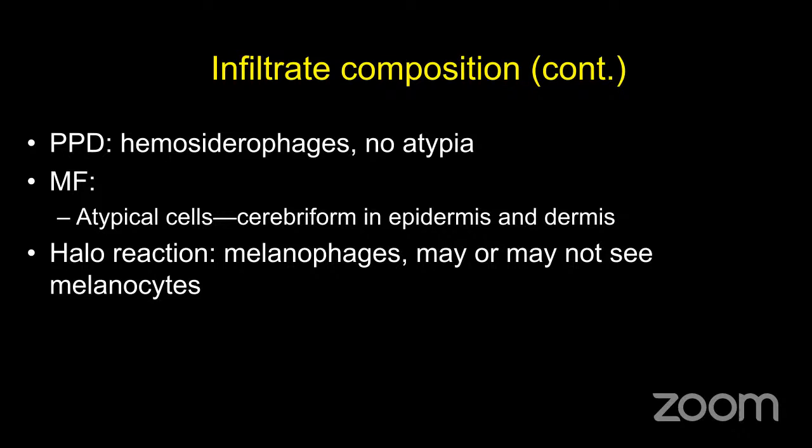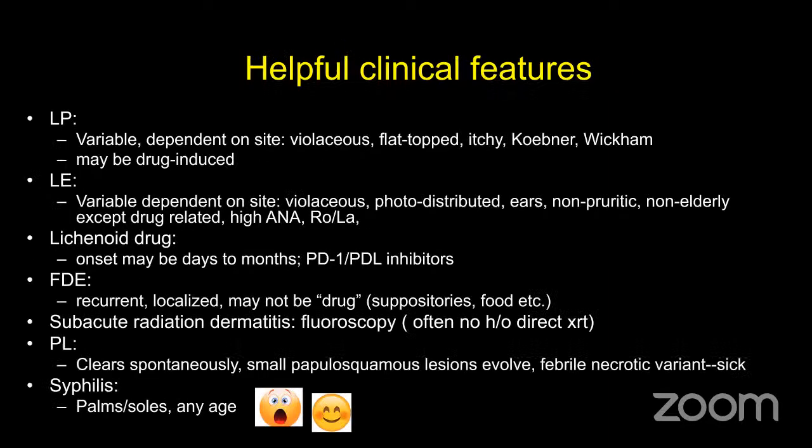In mycosis fungoides, again, you look for the cerebriform cells in the epidermis, but sometimes you can see them in the dermis. And in the halo reaction, you may not see the melanocytes. A lot of times, if you have a halo reaction and you think it might be a melanocyte proliferation, by all means, get a melanocyte marker like SOX10 or MART.